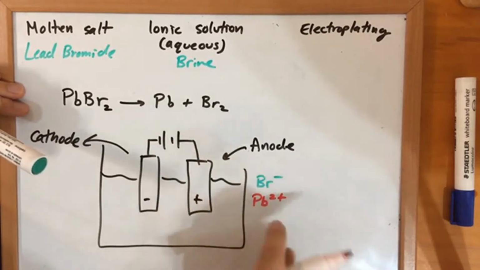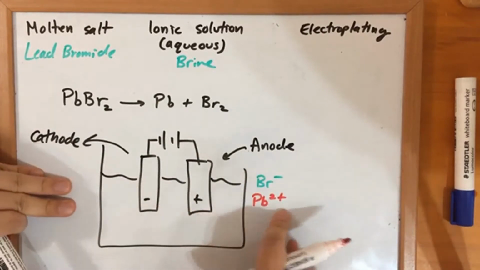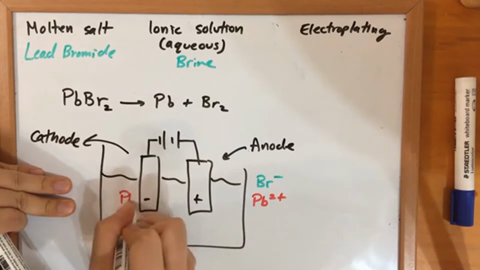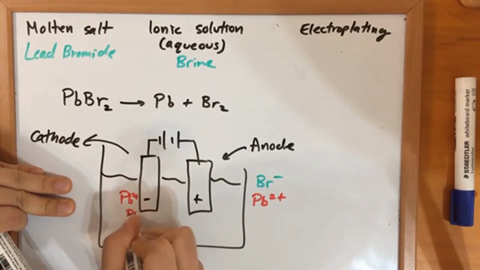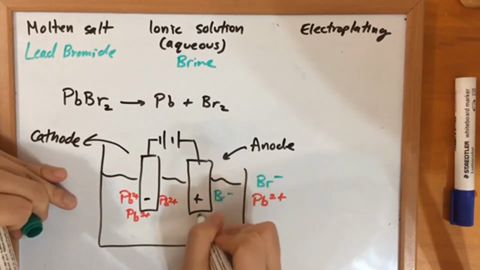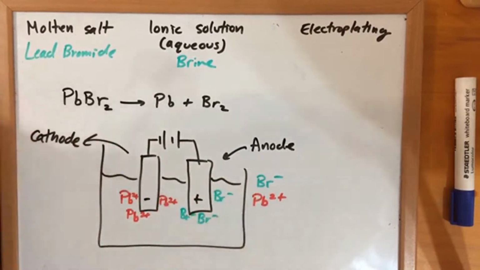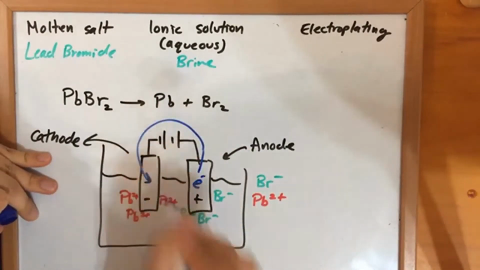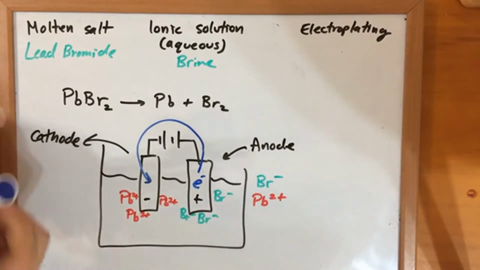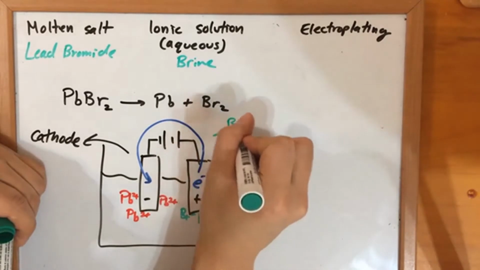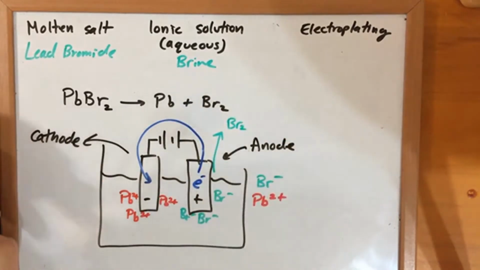Now I have my charges, and I can tell you that my positive ions are going to go to my negative electrode, and my negative ions are going to go to my positive electrode. So I'm going to write Pb2 plus, and obviously you might want to draw this a little bit bigger. Just try and make it as neat as possible. And again, I have my electrons moving from here all the way around to that side. What I'm going to get is bromine gas, because the bromide ions give up their electrons. I'm going to get bromine gas, which is Br2, and then on this side I'm going to get lead, just regular Pb.